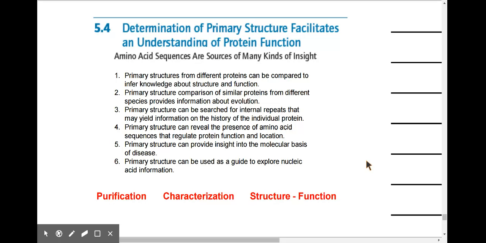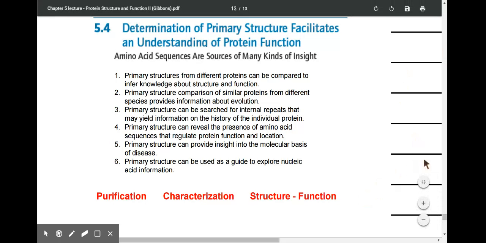Yeah. Okay, so you're all solid on protein purification, characterization, and primary structure. Great.